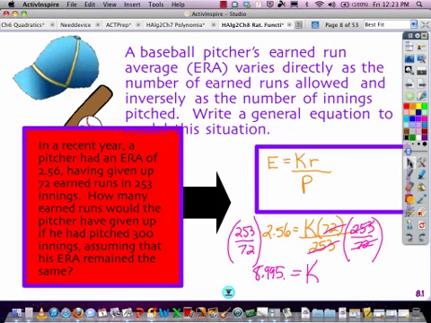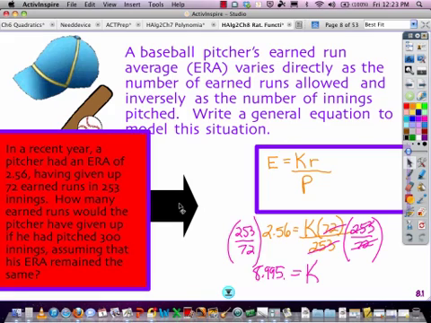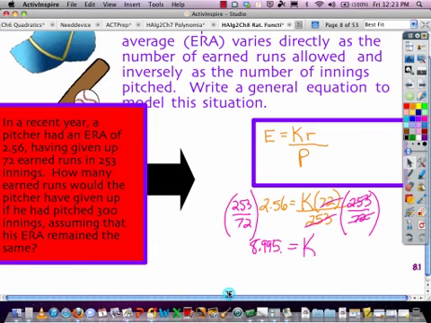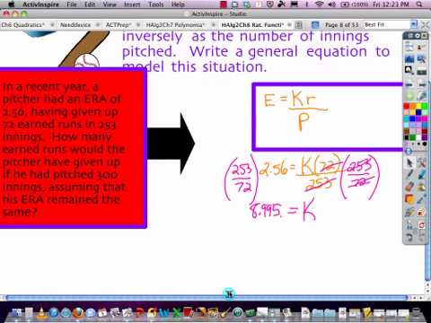Now let's just back this up a hair. Just need a little space, and we're going to go down here too. So knowing that we have what we have, we would need to start over again. How many earned runs would the pitcher have given up if he pitched 300 innings, assuming the ERA remained the same? So we should be looking at a 2.56 still for our ERA, equals, our K value is at 8.995-ish number now. And how many earned runs? We don't know if he had pitched 300. So here we go.